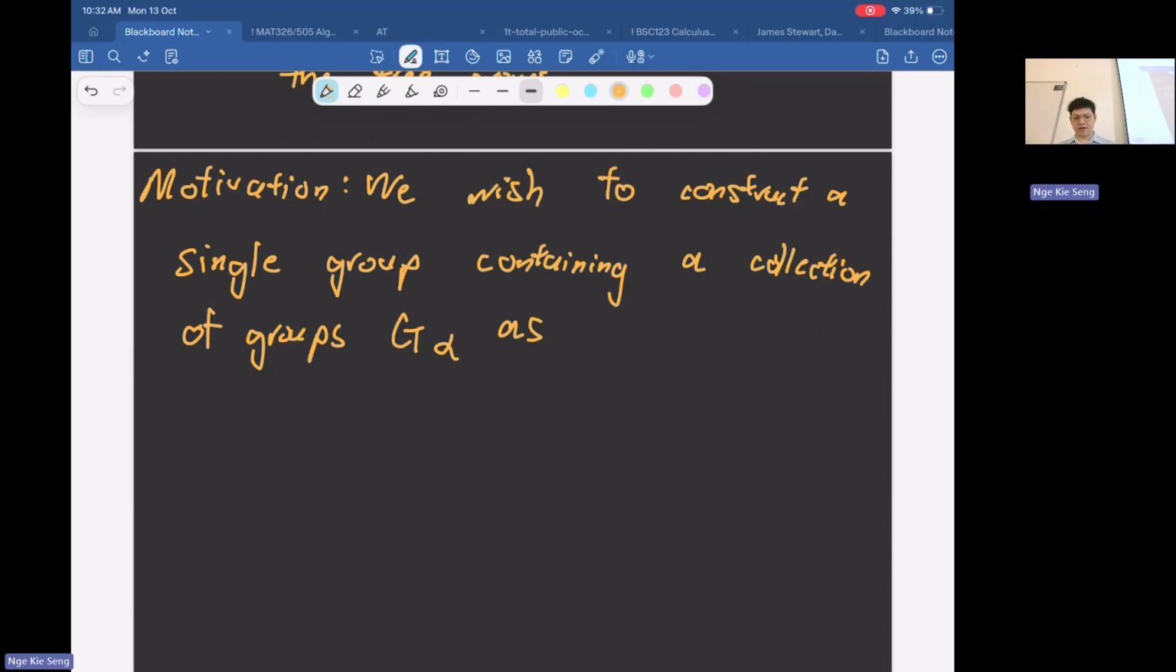Let's call them G alpha. You might think that a free group is enough. Just multiply, multiply, multiply. But actually, it's not enough. Something would disappear if you just use a free group construction here. So instead, what we're going to do is even more general than a free group. It's what we call the free product.